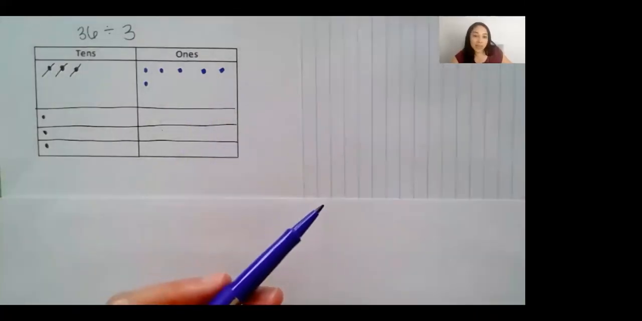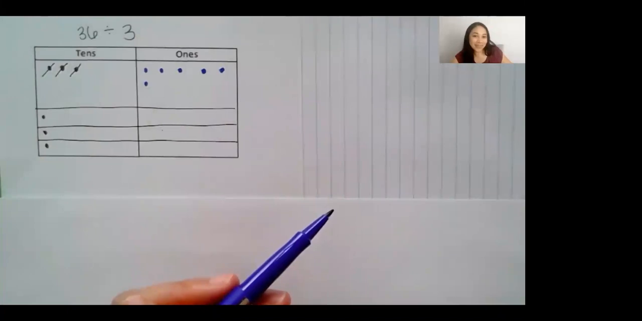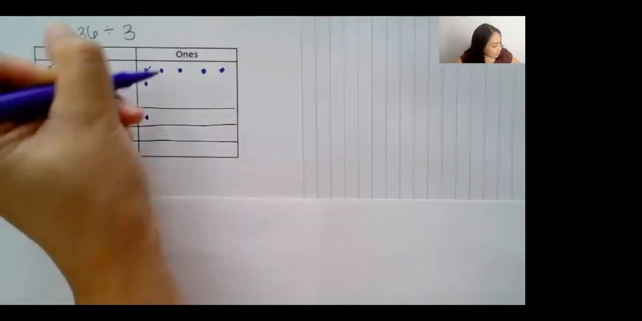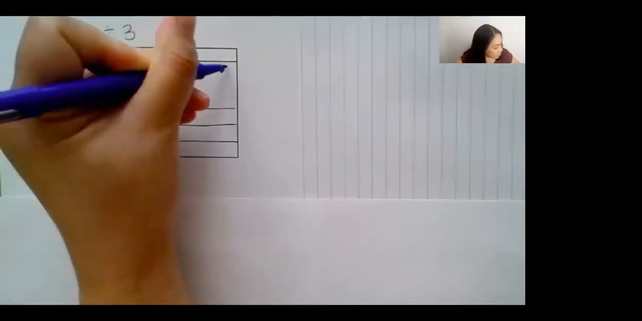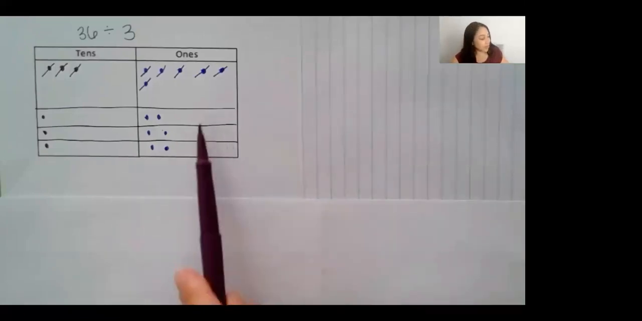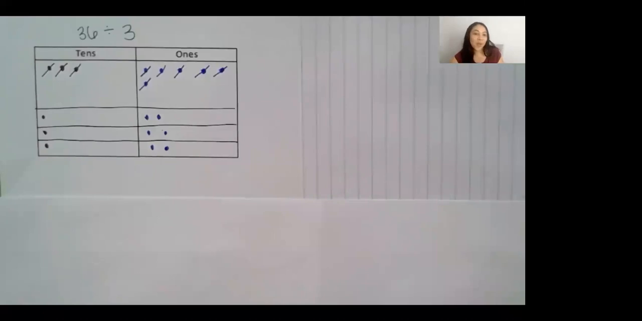6 ones divided by 3 is 2 ones. If you recall, we did that in the last problem. What we did is we distributed the ones evenly, one at a time, into each group. We crossed off the ones one at a time as we did that. Let's do this now. Are there any ones left over? No. How many tens and ones are in each of the three groups? 1 ten, 2 ones.